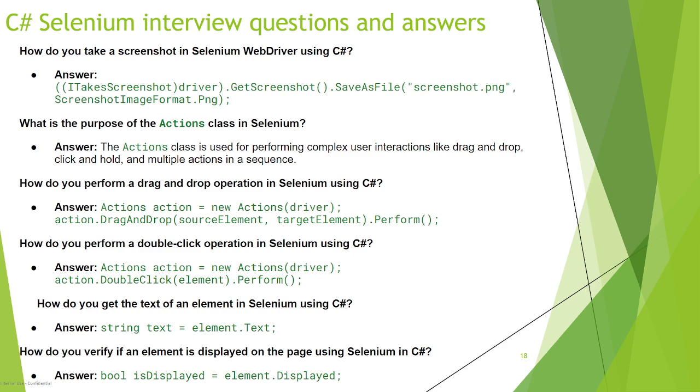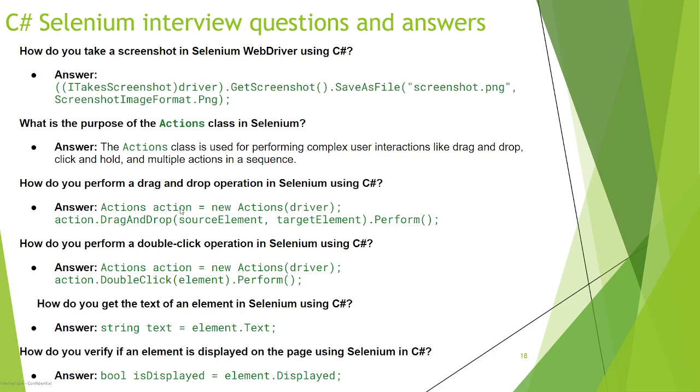How do you take a screenshot in Selenium WebDriver using C Sharp? You just use the ITakesScreenshot interface and then use the GetScreenshot method and then SaveAsFile screenshot.png. That's the normal syntax. Make sure you cast the driver object with ITakesScreenshot. What is the purpose of the Actions class in Selenium? The Actions class is used for performing complex user interactions like drag and drop, click and hold, and multiple actions in a sequence.